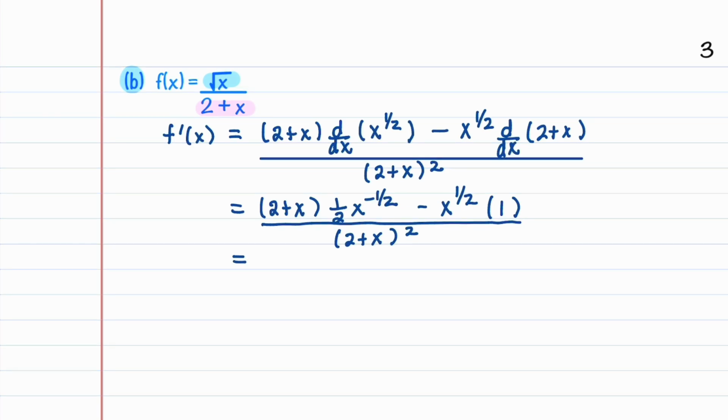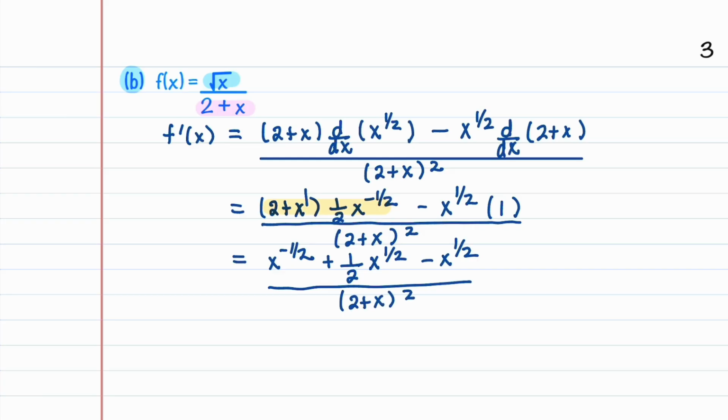Now let's look at this top piece right here, and let's multiply that out. We have 2 times 1/2 is 1, so our first term is just x to the minus 1/2, and then we have a plus 1/2 x times x to the minus 1/2. Remember that x just has a power of 1, so it's 1 minus 1/2, which gives us an x to the 1/2, and then minus x to the 1/2, all divided by 2 plus x quantity squared.